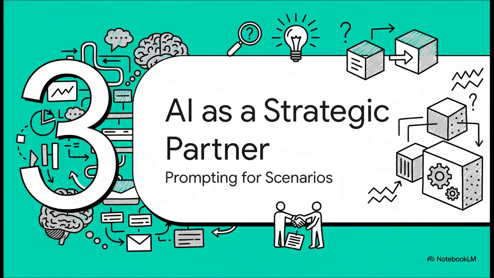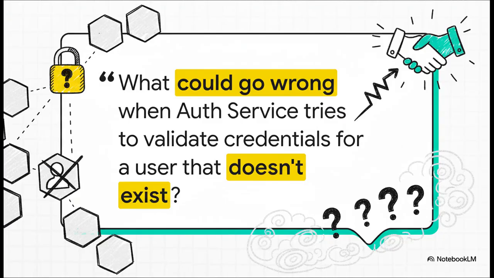Okay, so this is where we bring in our secret weapon, AI. And I want to be really clear about this. We're not just asking the AI to spit out some code for us. The real power move is to use AI as a strategic partner, like a brainstorming buddy, to help us think of all the ways this handshake could go wrong. So instead of just saying, hey AI, write a test, we ask a much better, much smarter question, something like this. What could possibly go wrong when the auth service tries to check credentials for a user that, oops, doesn't even exist in the user service? See? That question gets right to the heart of a potential integration failure.